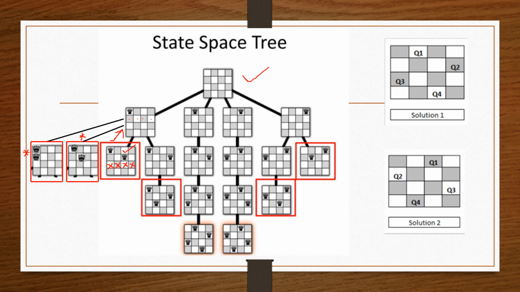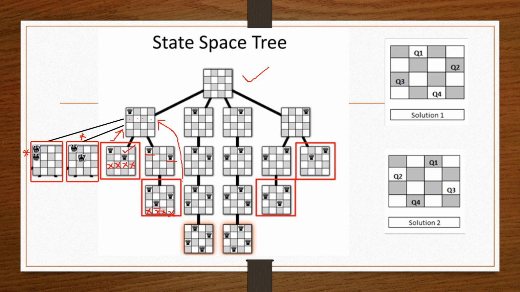The first queen was successfully placed here, the second queen was successfully placed here, and the third queen was also placed successfully, but the fourth queen cannot be placed. Here it is not feasible because of a clash. Here also not feasible because of this clash. Here it is not feasible because of a diagonal clash. Here it is not feasible because of a column clash. So the fourth queen cannot be successfully placed in this option. That is why I have indicated it as an infeasible solution. So I have to backtrack. Where will I go? I will move here.